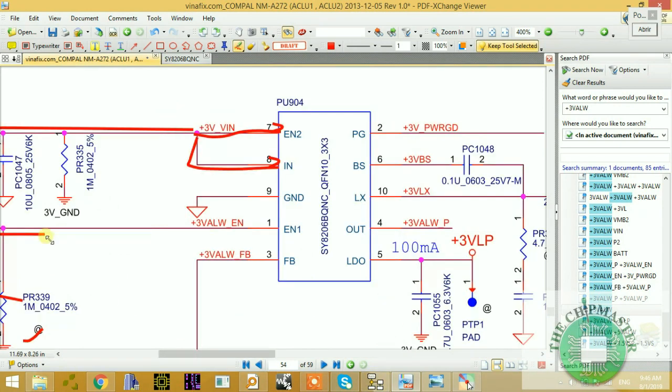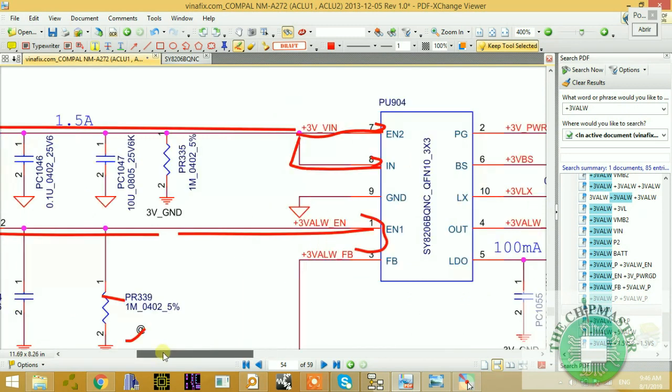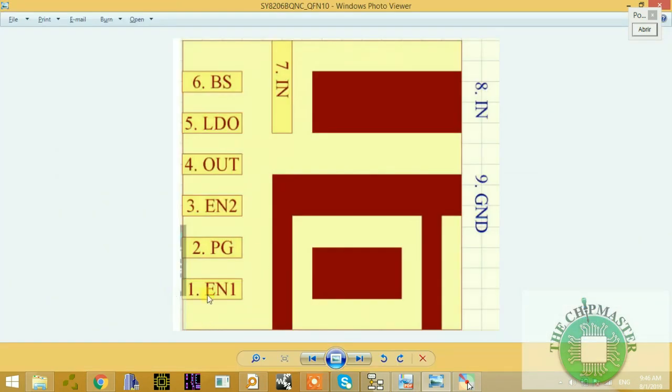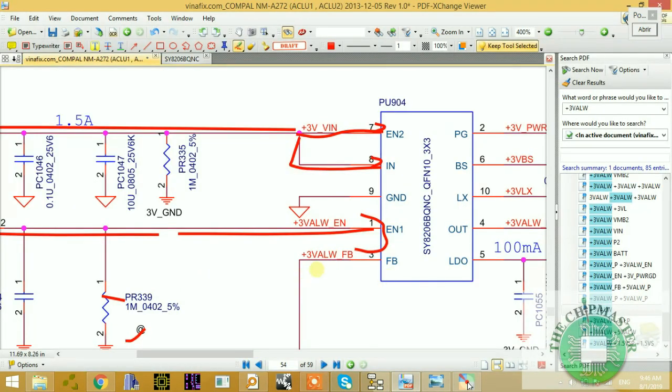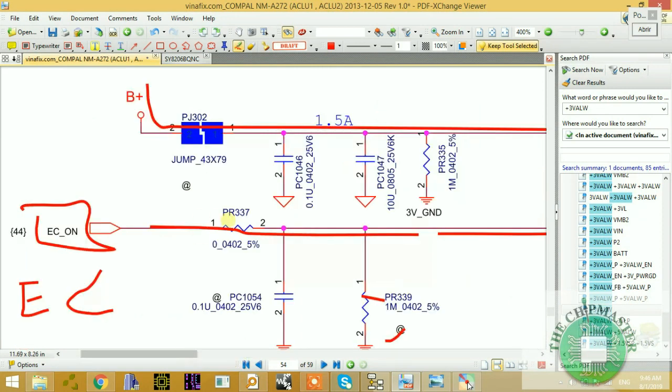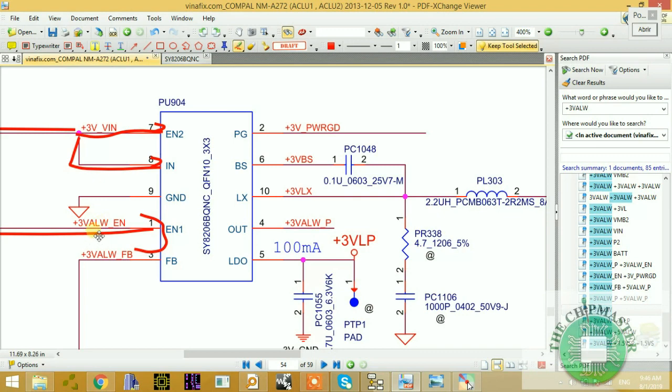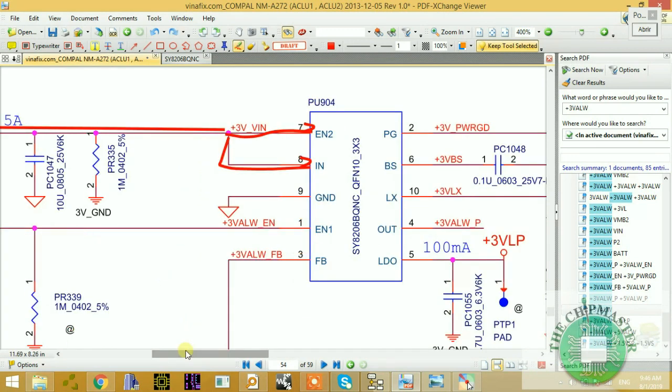Then it's coming to pin number 1 as an input. So pin number 1, as you can see, is enable 1. When this enable 1 of 3 volt, when EC on comes through this resistor, it is then renamed to become plus 3 volt underscore always underscore EN, which is enable. So that's the turn on voltage, enable voltage.